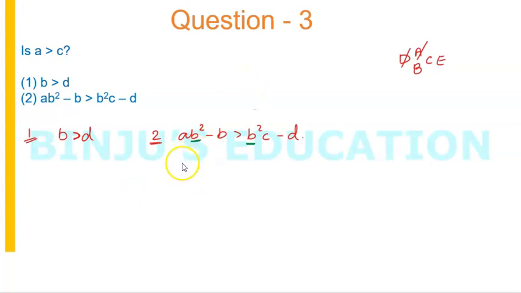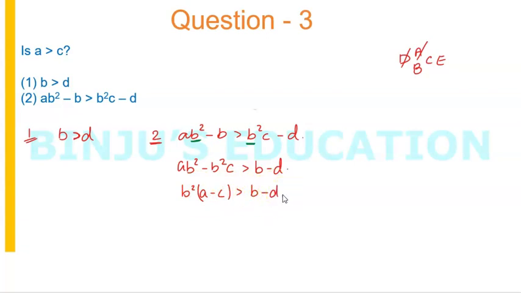So I'm going to have AB square minus B square C is greater than B minus D. I have added B on both the sides and I have subtracted B square C on both the sides. So this becomes B square times (A minus C) is greater than B minus D.